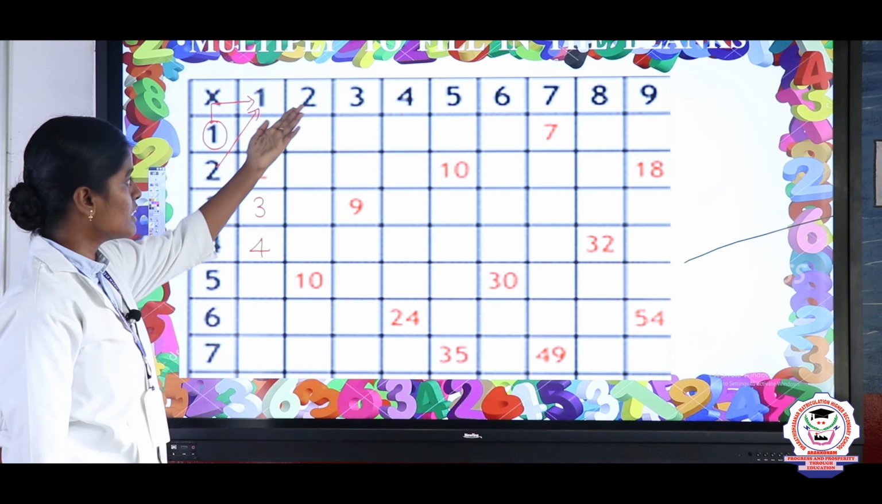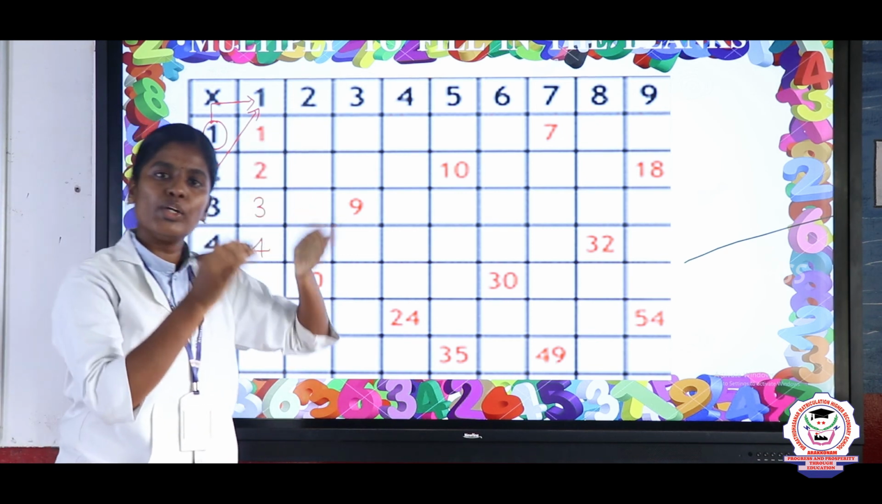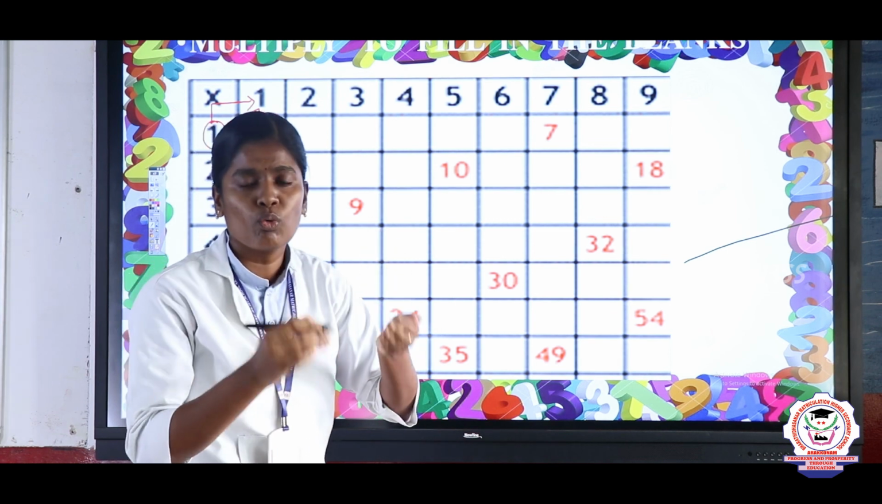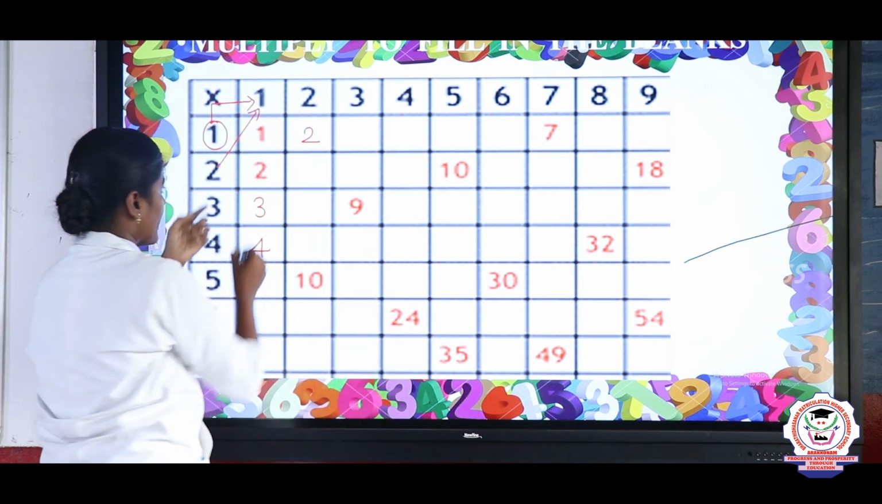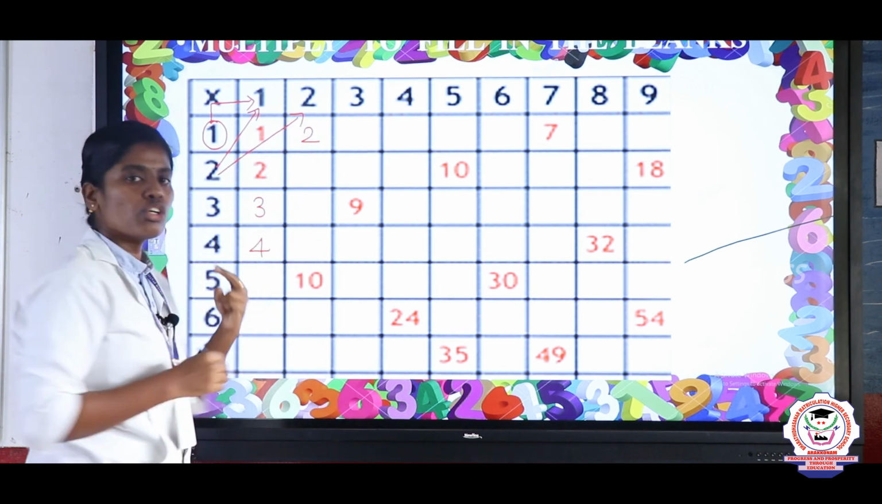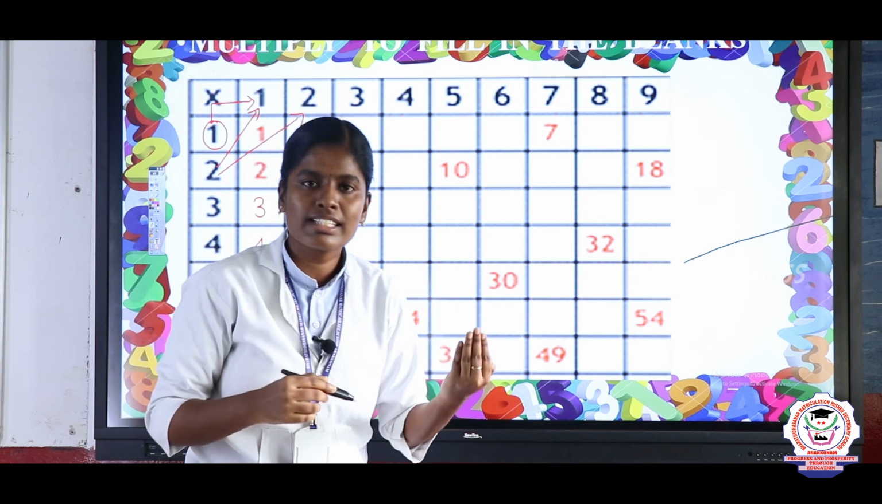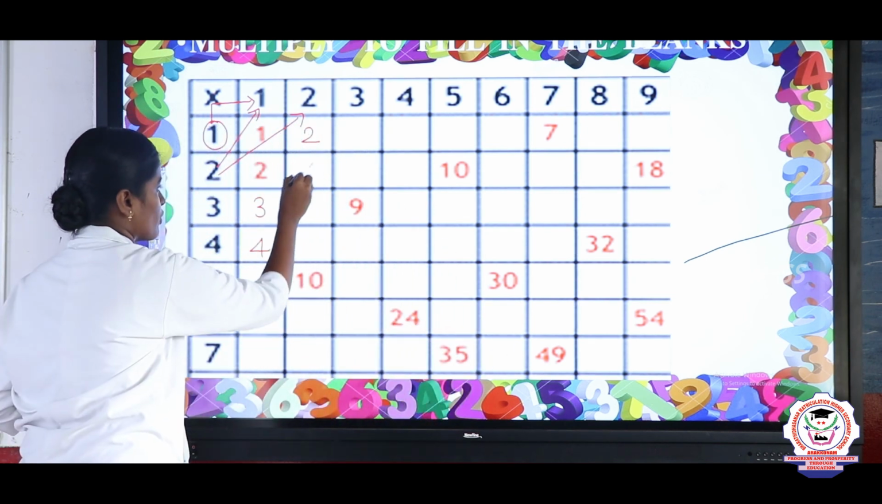Next you will take 2 table. Okay, so here we have 1. So what is 1 twos are? That is 1 time of 2. 1 twos are 2. Next we will take 2 twos are. So 2 times of 2. What is the answer? The answer is 4.